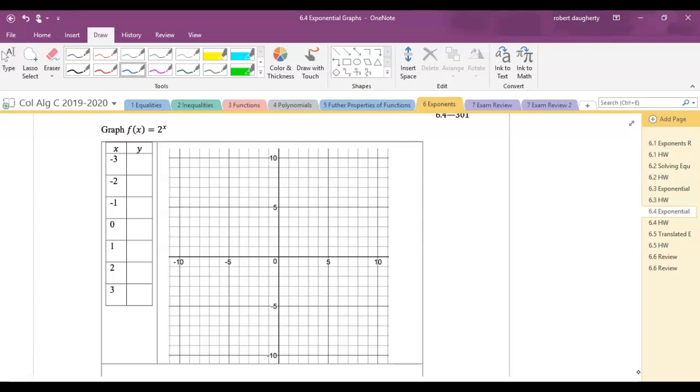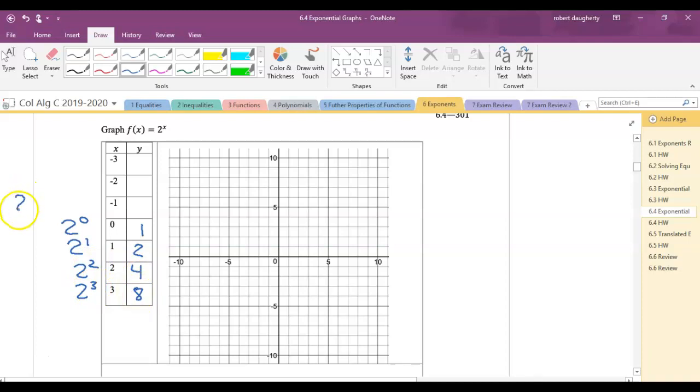I usually like to start with 0. What is 2 to the 0? 1. Every number to the 0 power is 1, except for one number. 0 to the 0 is undefined. Any other number to the 0 power is 1. What is 2 to the 1? 2. 2 squared? 4. 2 cubed? 8. Those are the easy ones.